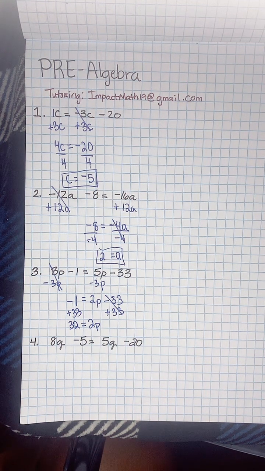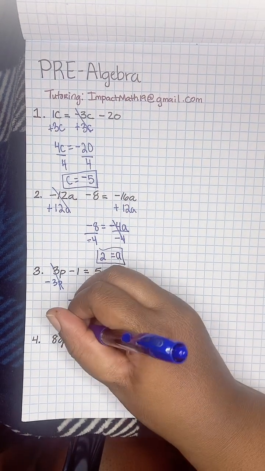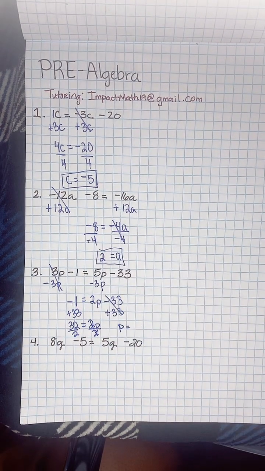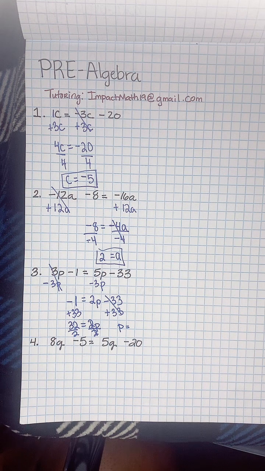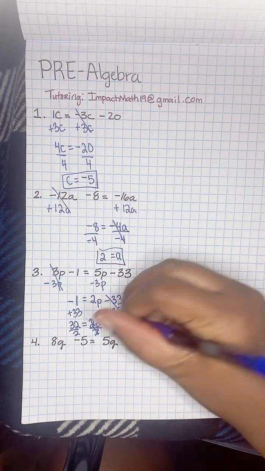And same, I need help with algebra 2. What are you guys doing in algebra 2? Divide by 2, divide by 2. So p equals 32 divided by 2. What's half of 32? 16? 16.